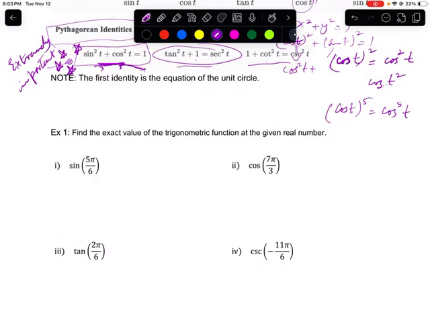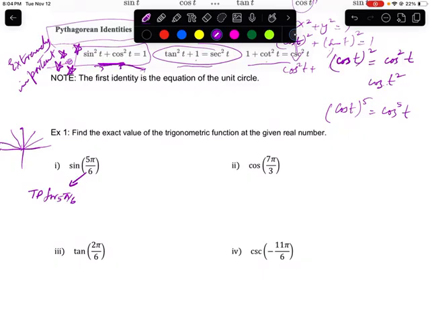Okay, let's see. Sine of 5 pi over 6. So what is the TP for 5 pi over 6? So where will be 5 pi over 6? So if you recall, we have pi over 6, pi over 3, 2 pi over 6, 3 pi over 6, 4 pi over 6, and then we have 5 pi over 6.